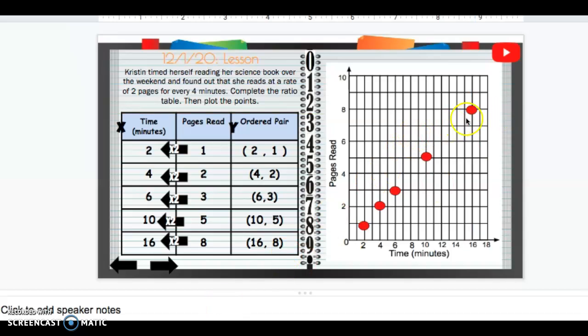So there's your points for your graph, okay? So I have 2, 1, 4, 2, 6, 3, 10, 5, and 16, 8. And that is your lesson for today.